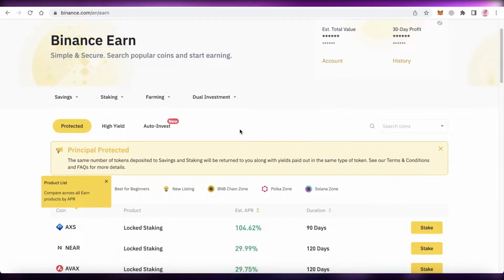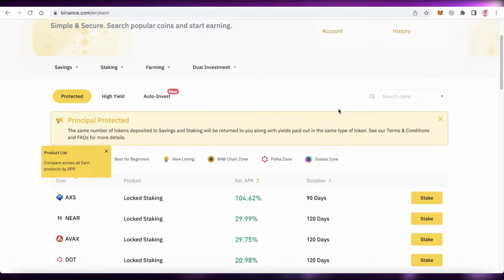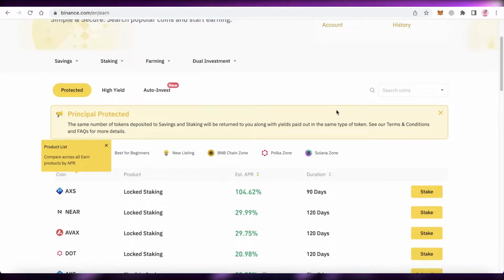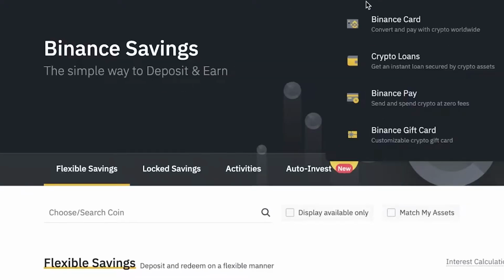Now, what are the differences between savings and staking? A lot of people think they are the same thing, but they are definitely not the same thing. There are a lot of key differences. First off, if I go into savings over here, I will tell you the difference between both of these.